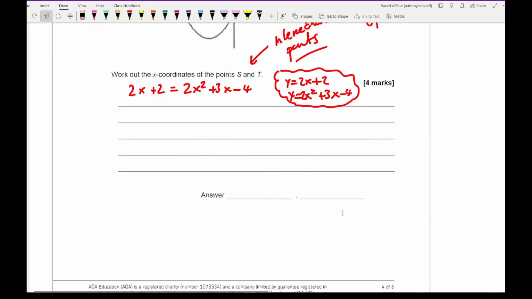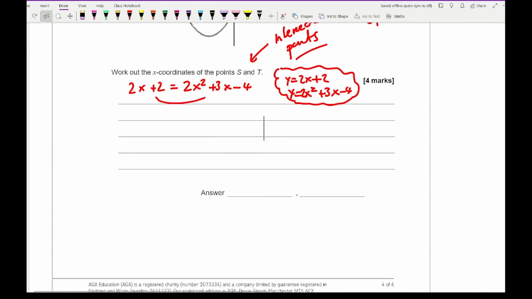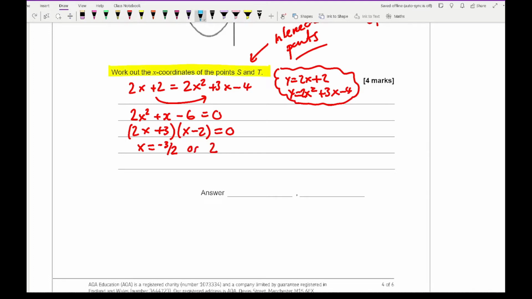So in terms of going on to solve this, let's take all of this over to the other side to make it equal to 0. So what I've got is 2x squared, and then plus x minus 6 equals 0. Then what I want to do is factorize that, which it does. So I get 2x plus 3 and x minus 2 equals 0, giving me x values of minus 3/2 or 2. And again, I don't need to work out the y ordinates because the question has only asked me to work out the x ordinates of those. So here we've got values of minus 3/2 and 2.